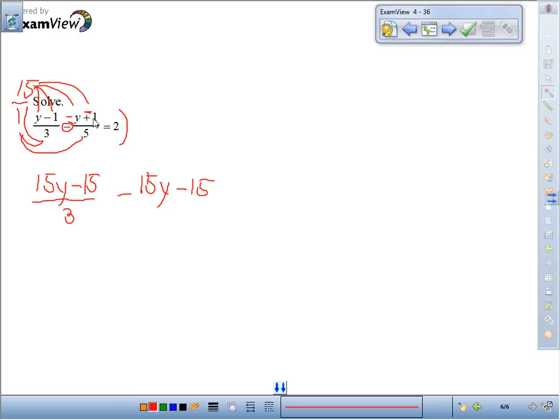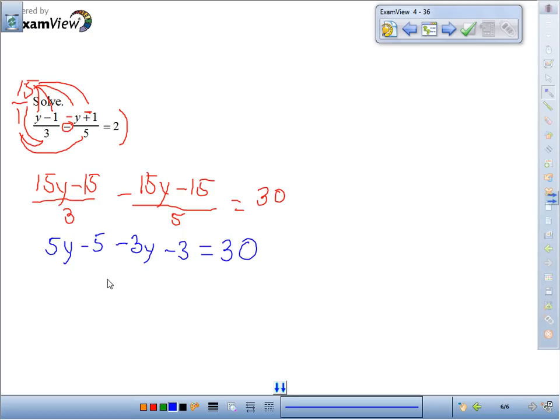It was negative y, negative 1. We multiply the 15 here to both, so we're left with these two, over, what is 1 times 5? 5. Equals 15 times 2, that is 30. And it's 30 over 1, we'll just leave it at 30. Let's simplify each fraction. 15y divided by 3, that's 5y. Negative 15 divided by 3, that's negative 5. Negative 15y divided by 5, that's negative 3y. Negative 15 divided by 5, that's negative 3, equals 30.